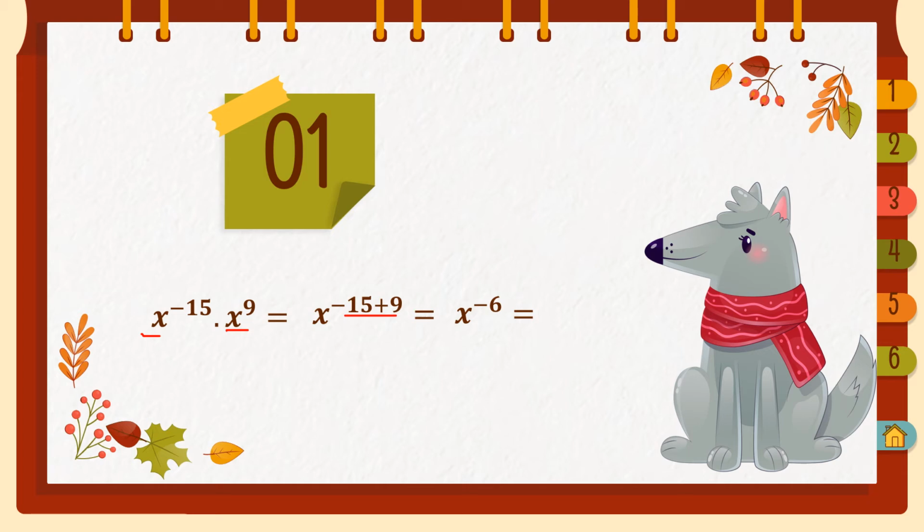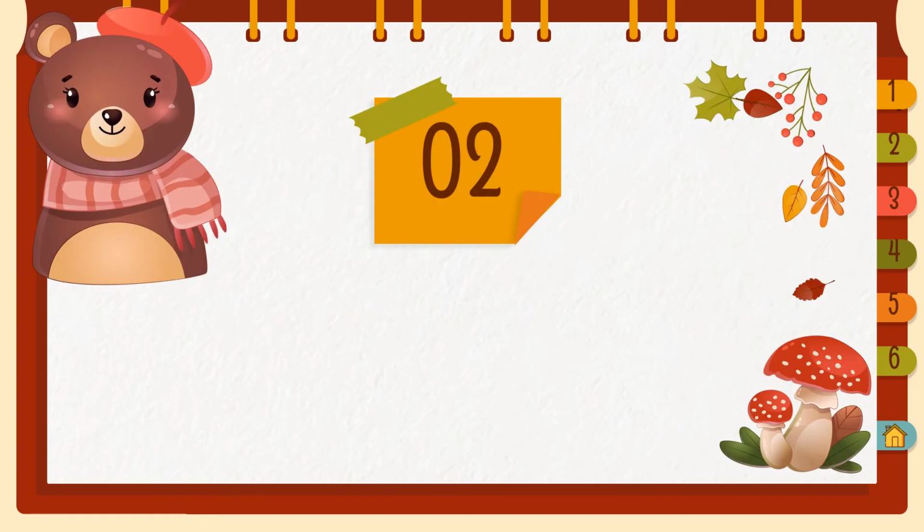Ang sabi sa instruction, make it a positive integral exponent. So, that will become, ito po ay negative. Punta po tayo sa quotient rule or yung sa negative exponent. Pag ito po ay para maging ito ay positive, magiging 1 divided by x raised to the 6th power. Next, number 2.